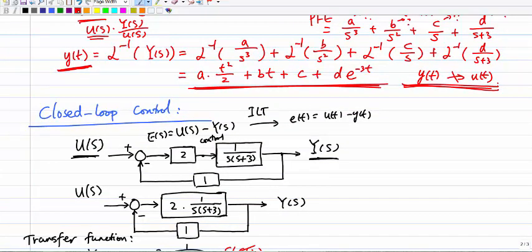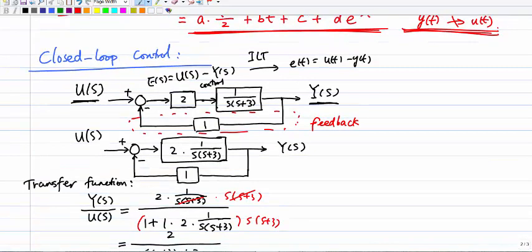This part I'm drawing over here is called feedback. So let's take a look at what happens if I have feedback. First of all, let's compute the transfer function, because this is a block diagram. I have first the cascade, which I can rewrite as a product, and then I have the feedback loop.